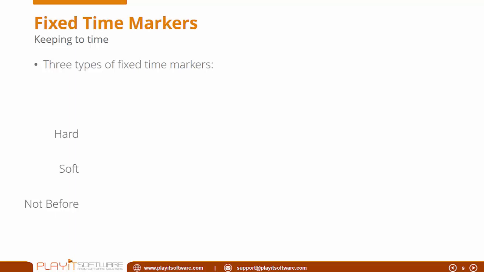A soft fixed time marker will cause the currently playing item to finish playing as normal before playing the next track after the specified time. Any tracks before the soft fixed time marker will not play and will be skipped. A not before fixed time marker will ensure that the succeeding track is not played until after the specified time on the marker. If that's not confusing enough to say, here's a visual.